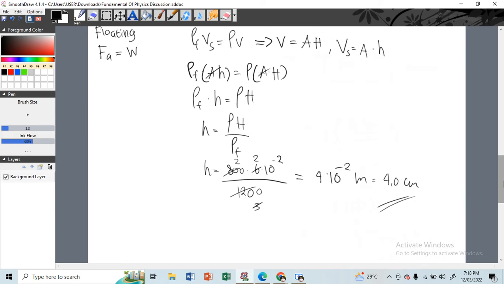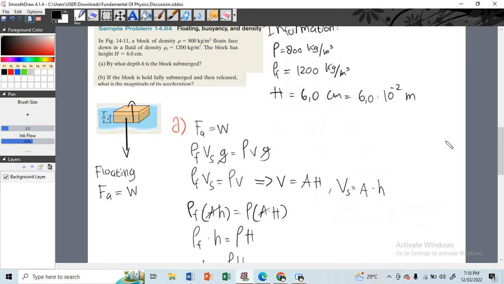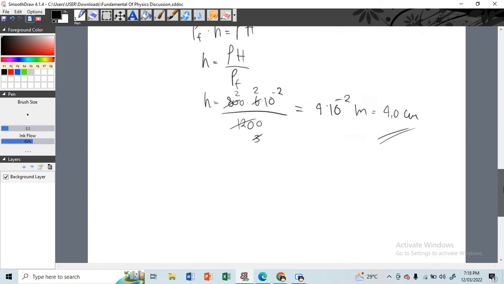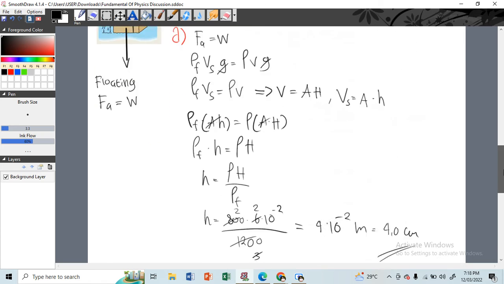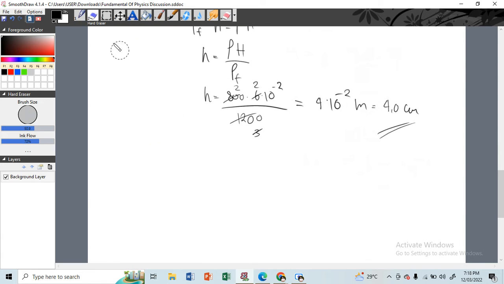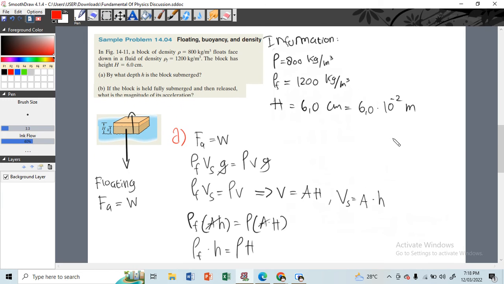Okay, then we get the value of h. So the depth h when the block is submerged is 4.0 centimeter. Okay, I think that's clear. Okay, for the second question, let's see.